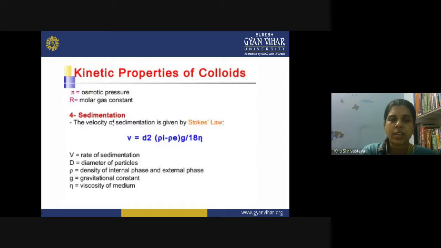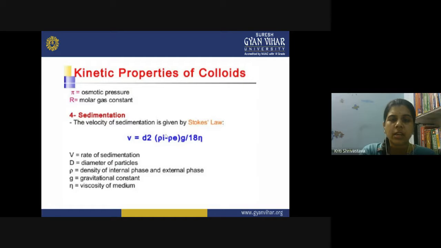So this sedimentation is governed by the Stokes law, and according to the Stokes law, we have this equation where V is the rate of the sedimentation. According to the Stokes law, the rate of the sedimentation depends on what? It depends upon d. d is the diameter of the particles. Then rho is the density of the internal phase and external phase. So rho I is the density of the internal phase, and rho E is the density of the external phase, into small g. Small g is the gravitational constant, upon 18 eta. Eta is the viscosity of the medium.